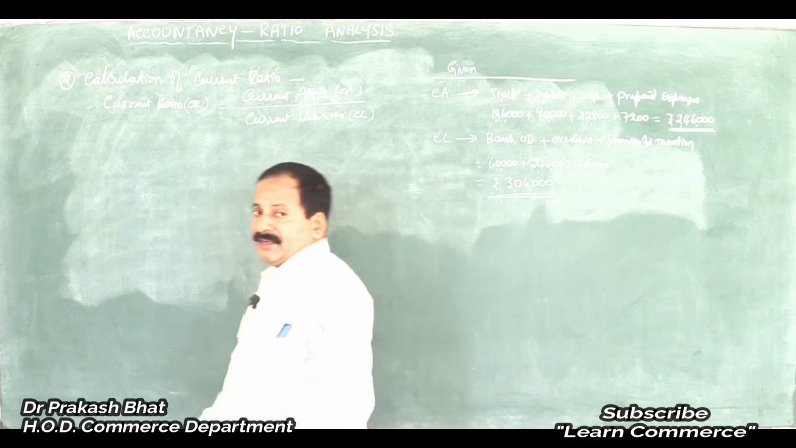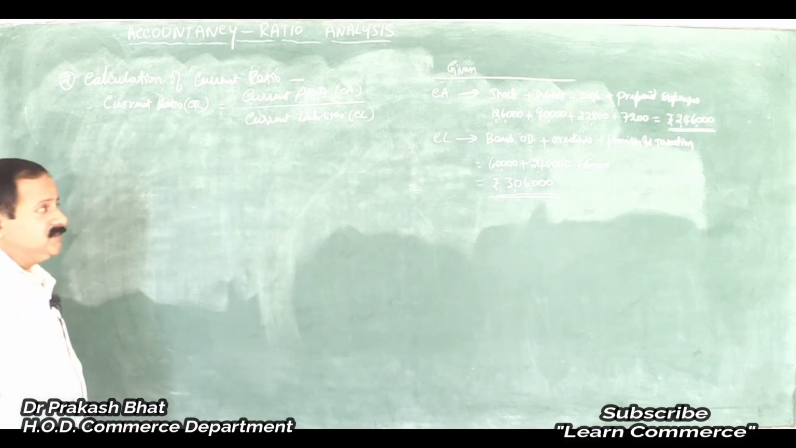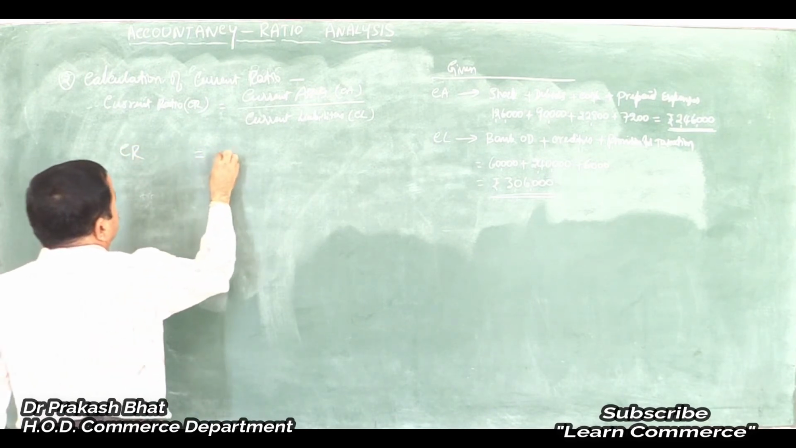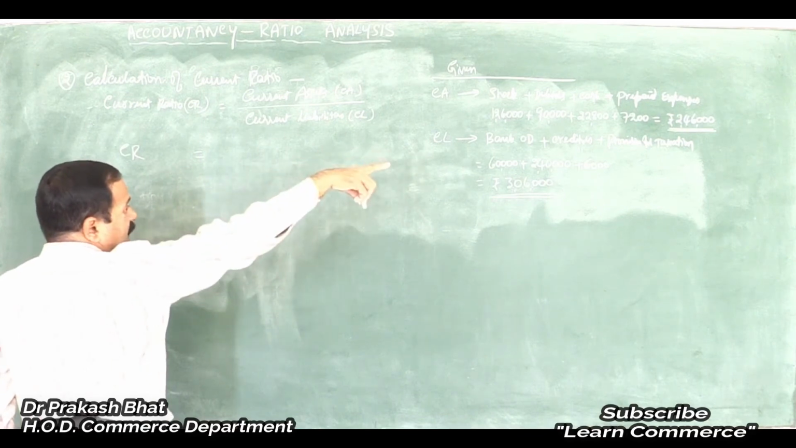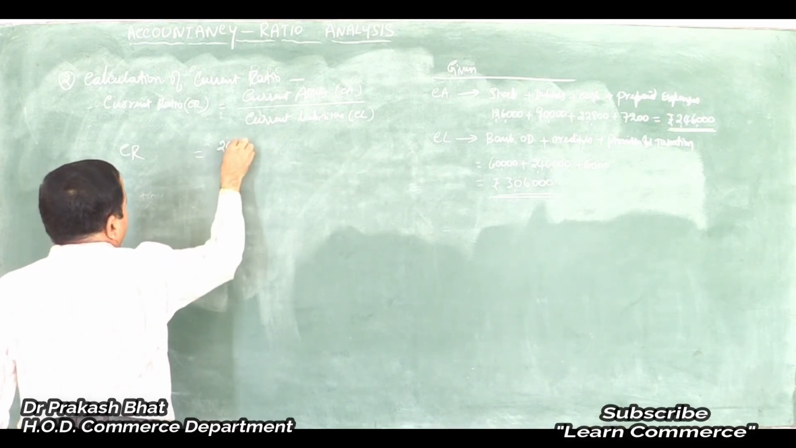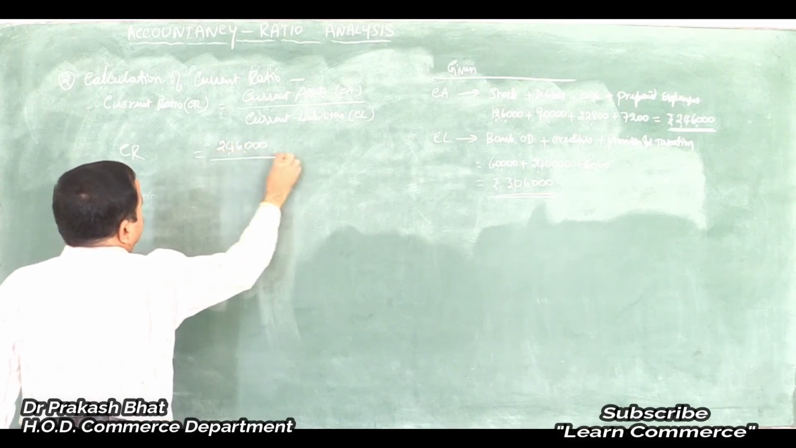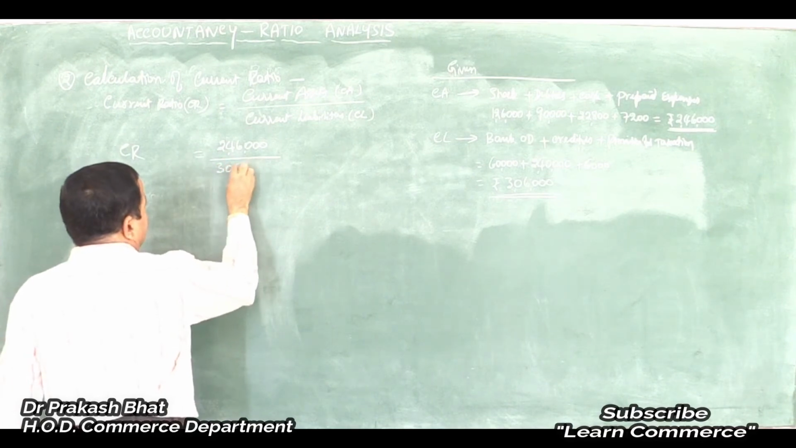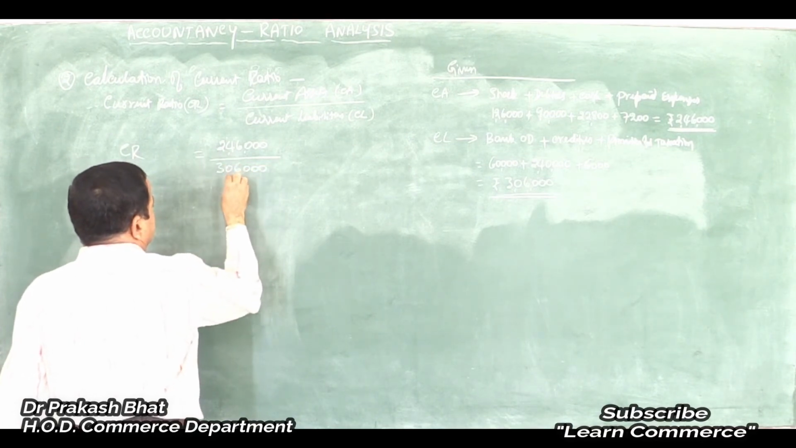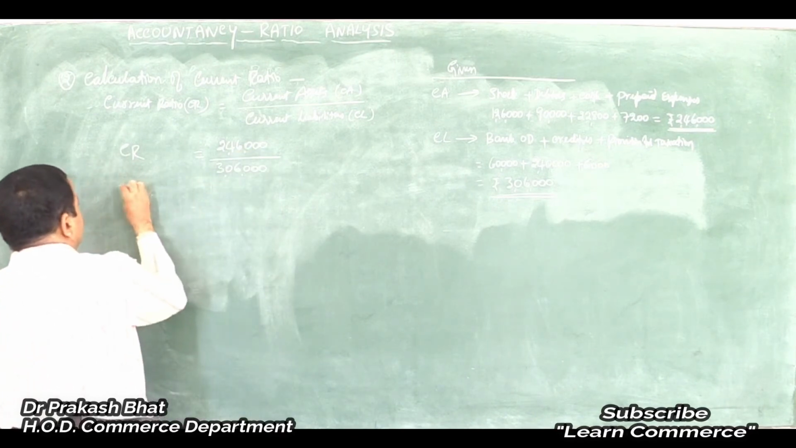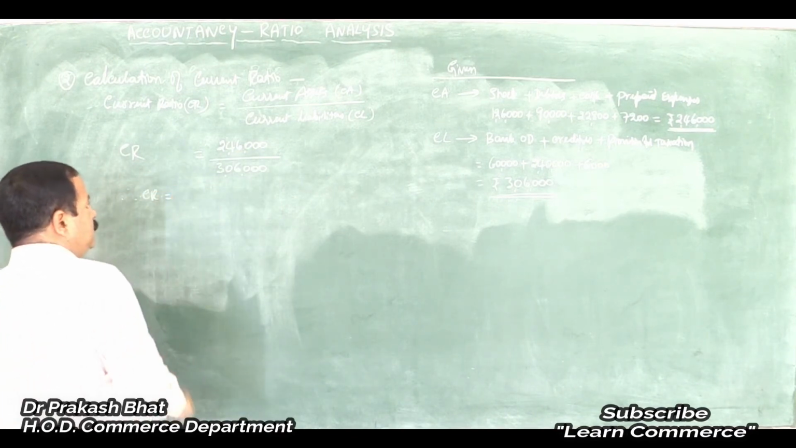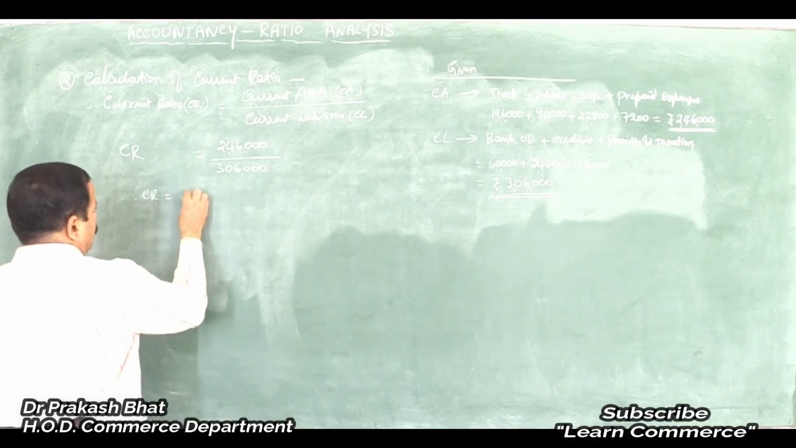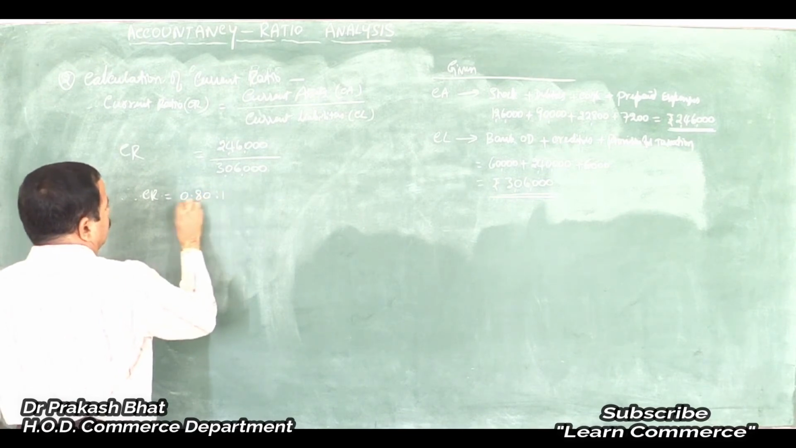Now you have masala ready with you, isn't it? Now simply cook it. CR is equal to current assets, we already calculated 2,46,000. Am I correct? Write the figures. Then divided by CL, how much? 3,06,000, we have already calculated. Substitute the figures. Now calculate. Therefore, CR is equal to 0.80 is to 1. Am I correct?